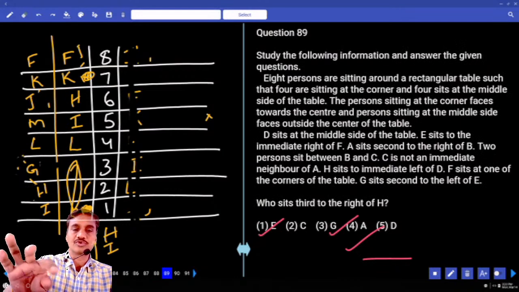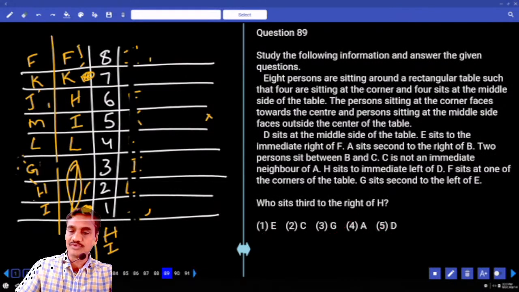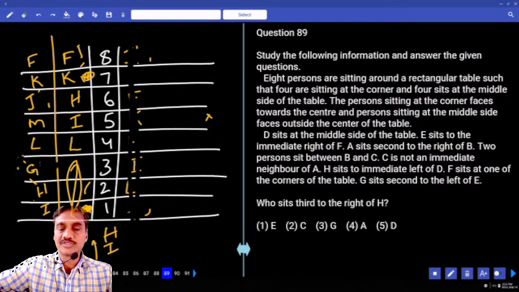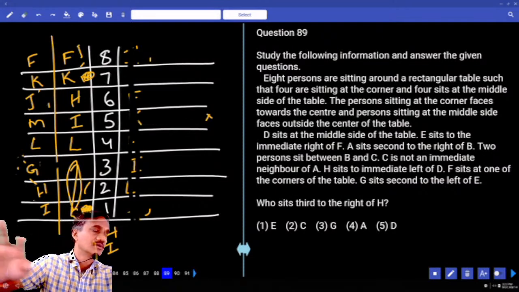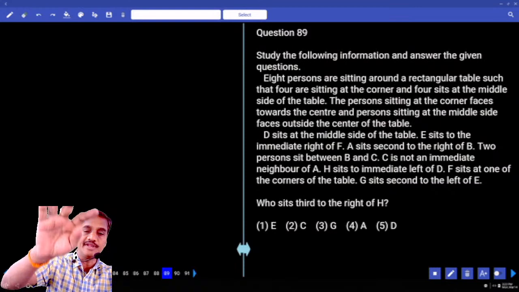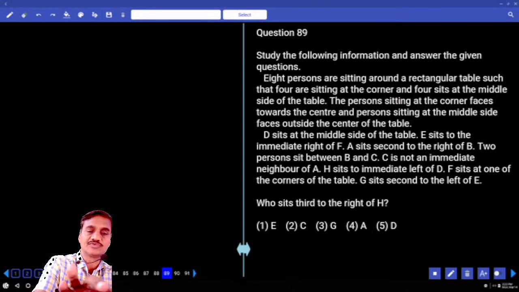Then next, coming to question numbers 89 onwards, 89 to 93. They are based on a square table. What is a square table? It comes under the first category. Now, 8 persons: 4 at the sides and 4 at the corners.